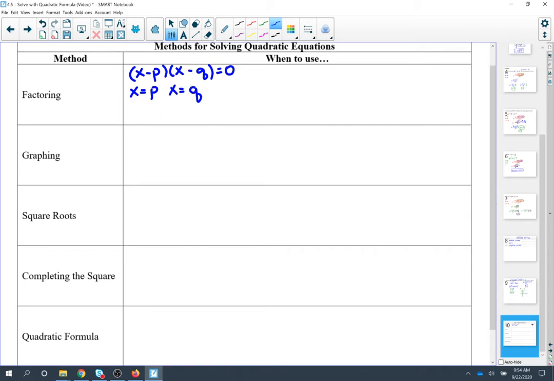You use factoring when it's easily factorable. So if you can look at something and go, oh, okay, I know something that multiplies to this and adds to that, and I could really easily do this, and then use the zero product property. If you could do that, use factoring.